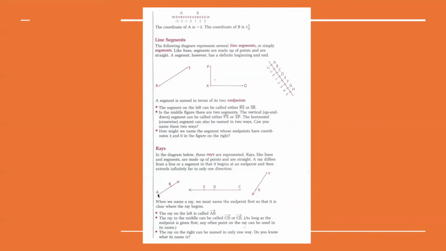It has one endpoint, and one end of it extends infinitely in its direction. When we name a ray, we must name the endpoint first so that it's clear where the ray begins. The ray on the left is called ray AB, and the ray in the middle should be called ray CD or ray CE. As long as the endpoint is given first, any other point on the ray can be used in its name, which is why it can be CD or CE.